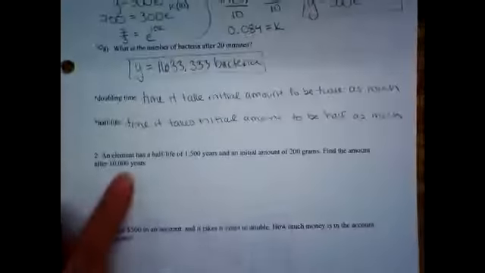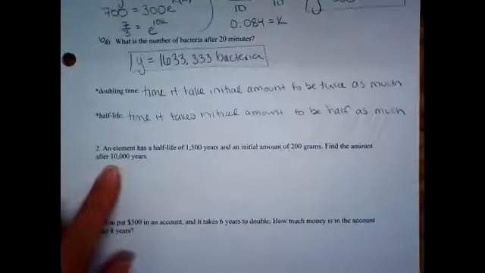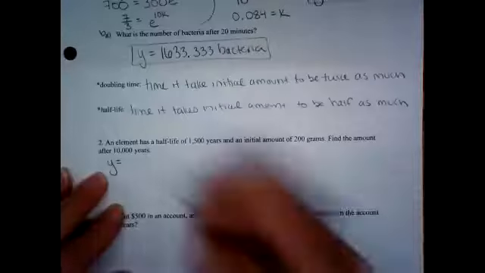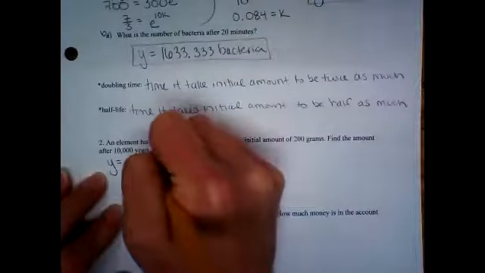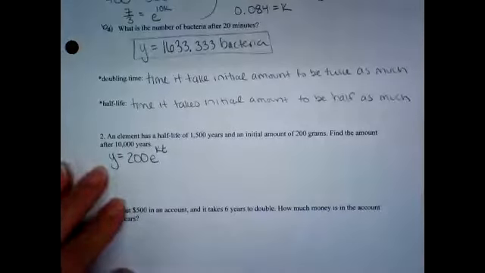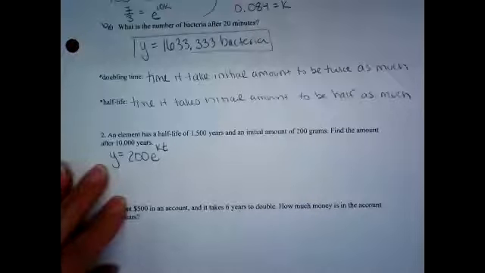So number 2, an element has a half-life of 1,500 years, takes a long time to break down, initial amount of 200 grams, find the amount after 10,000 years. All right, so we're going to have y equals 200 e to the power kt. We know the initial amount is 200. What we don't have is k, so that's what we need to find. Now, it doesn't say how much is left over, but it says half-life.